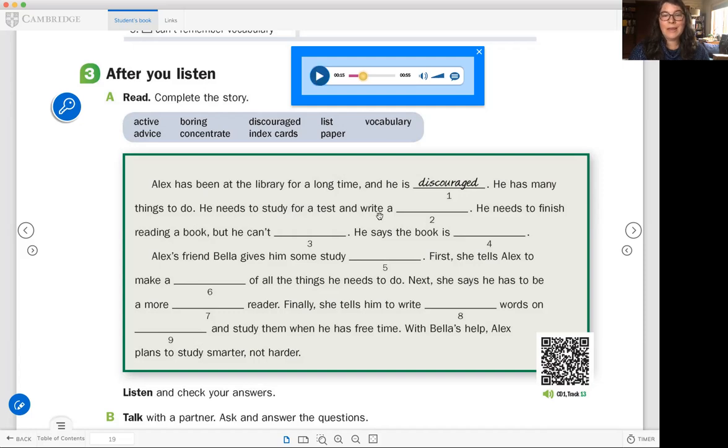And write what do you think? I think it's right here. And write a paper. Good.